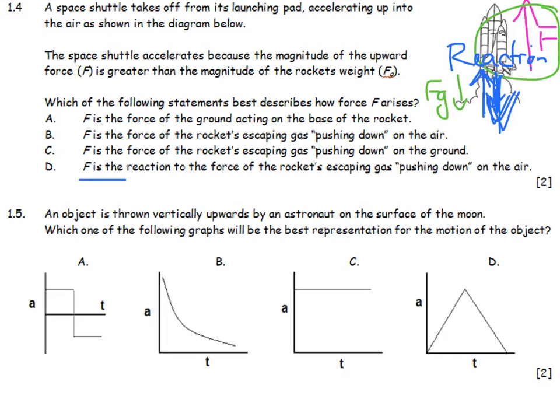So F is the reaction force, this F here, is the reaction force of the rocket's escaping gases pushing down. So it is a reaction to the downward push of the gases, D.